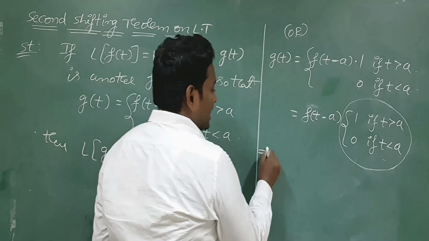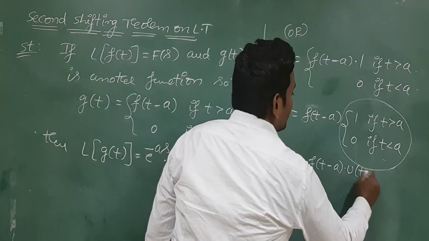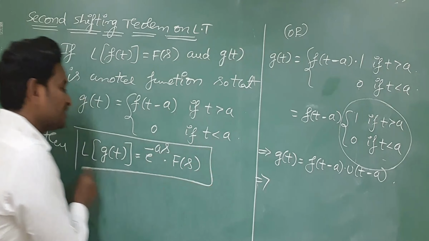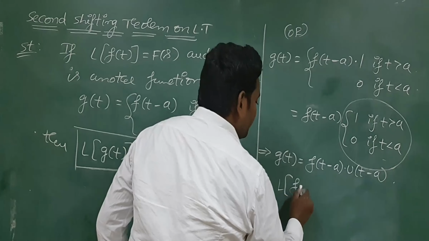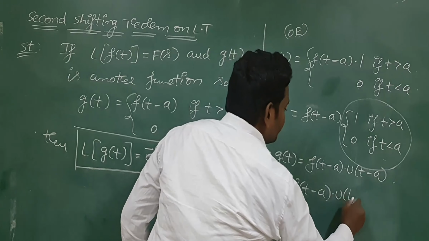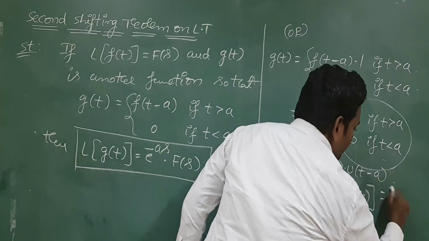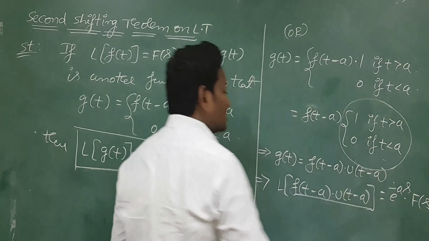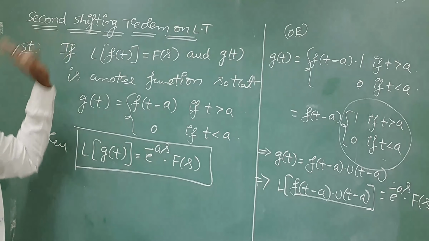That's why g of t can be written as g of t is equal to f of t minus a into u of t minus a. So according to the statement of the second shifting theorem, you can replace g of t by f of t minus a into u of t minus a. So L of f of t minus a into u of t minus a, you can write the formula as e power minus as into f of s. What is meant by f of s? F of s is nothing but the Laplace transformation of the function f of t, L of f of t, simple. Okay, in this way we can define the statement of the second shifting theorem.